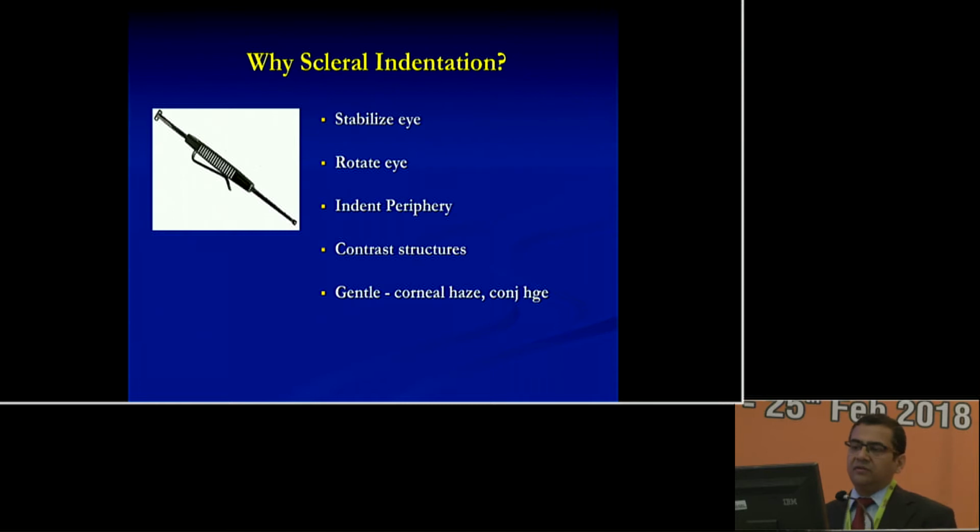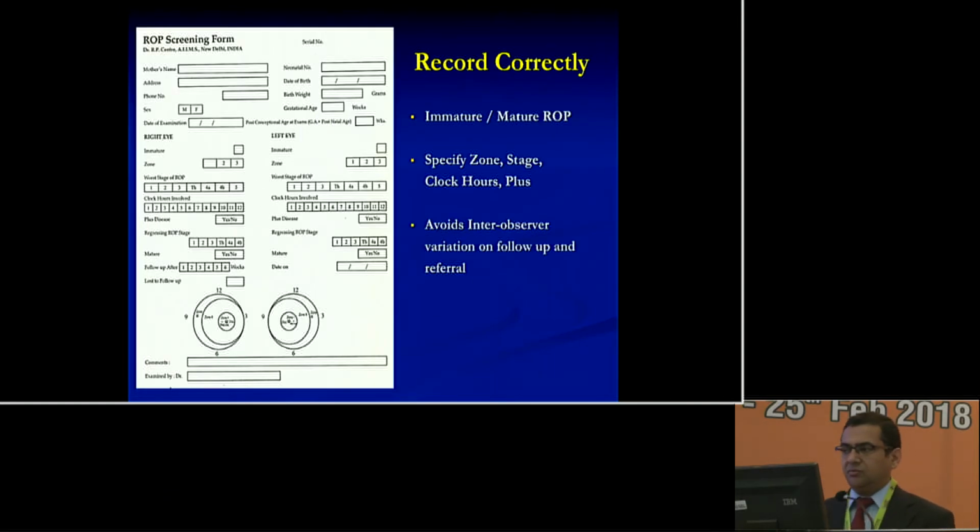Scleral indentation is a very important part of ROP examination because you're doing this procedure under topical anesthesia. The babies are so weak that just by scleral indentation you are able to move the eyes, which helps to stabilize the eye, rotate the eye, indent the periphery and contrast the structures of interest. But it's unlike an adult eye where you can indent very severely and nothing will happen. Here if you indent with too much pressure, it's going to cause corneal haze, conjunctival hemorrhages, etc. So you have to be careful and just do it gently. Wherever you move, the eye moves there easily with the scleral indentation.